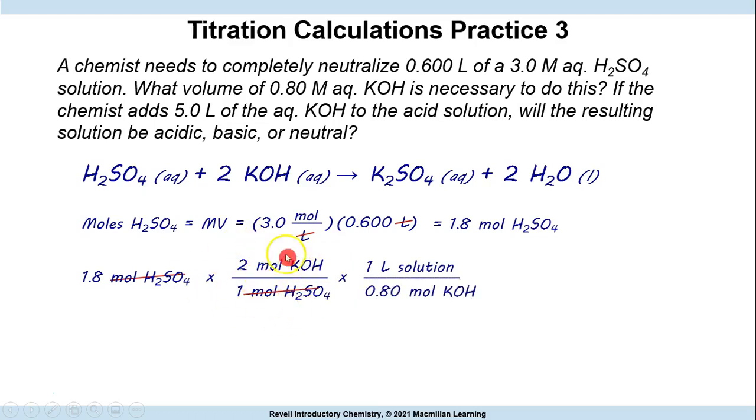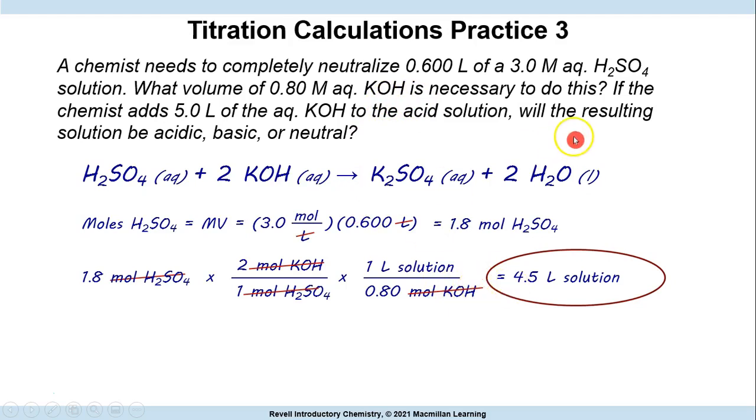Now, from the moles and the molarity, we can calculate the volume. So the conversion factor is that we have 0.80 moles per liter. So we are using that conversion factor here. We see that the moles cancels out, and we are left with the liters. That gives us a value of 4.5 liters of the base that are used.